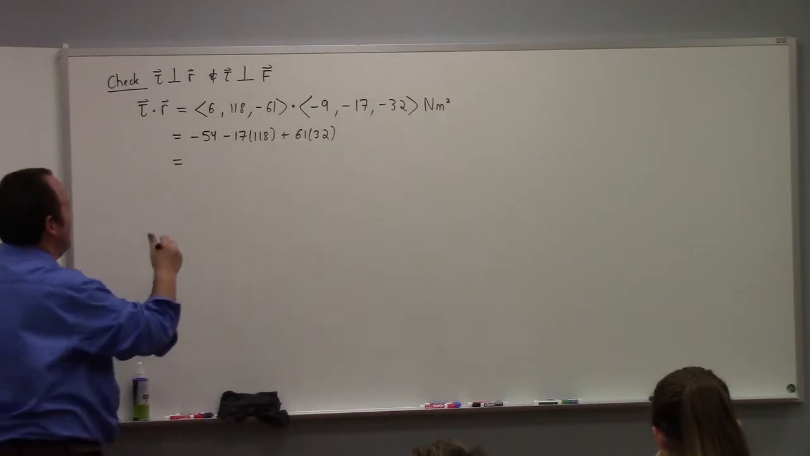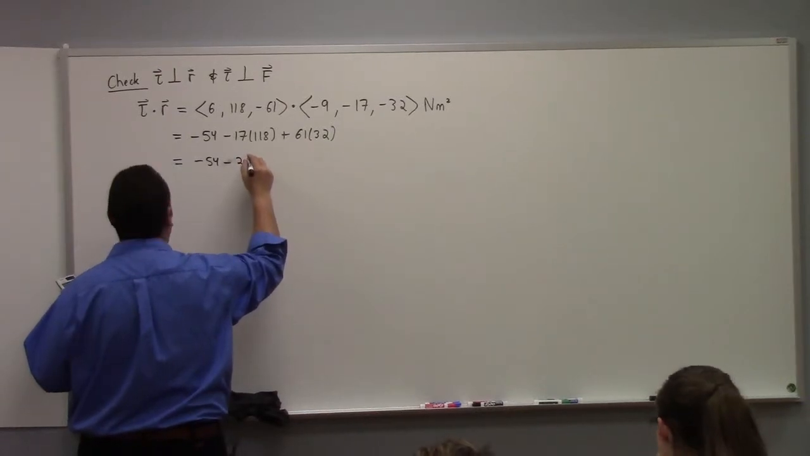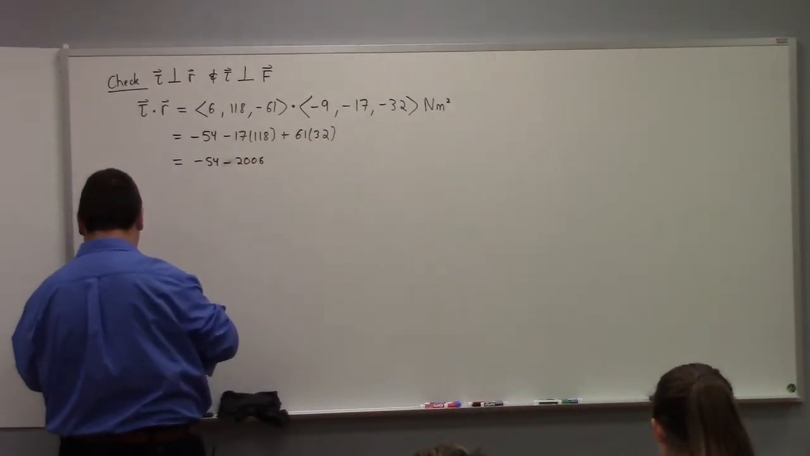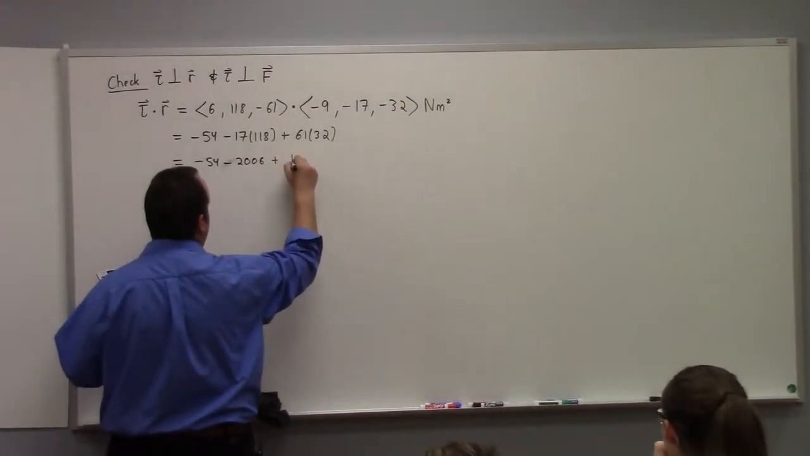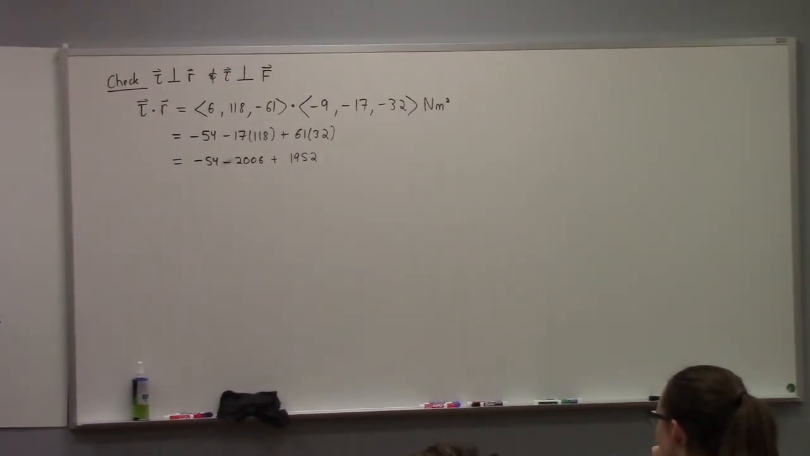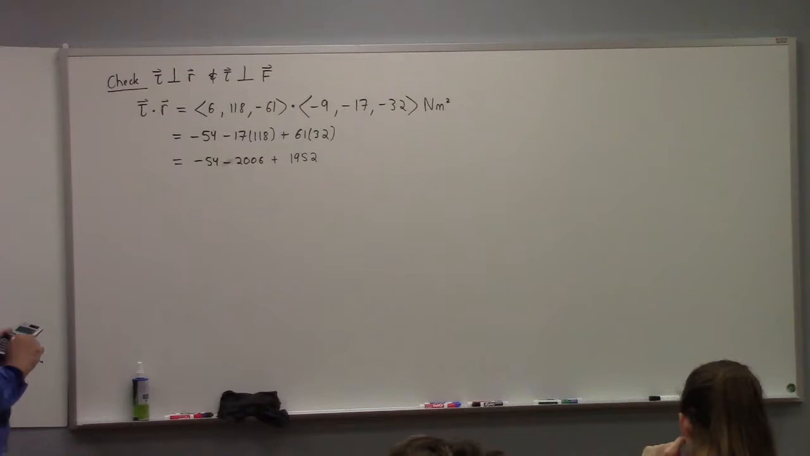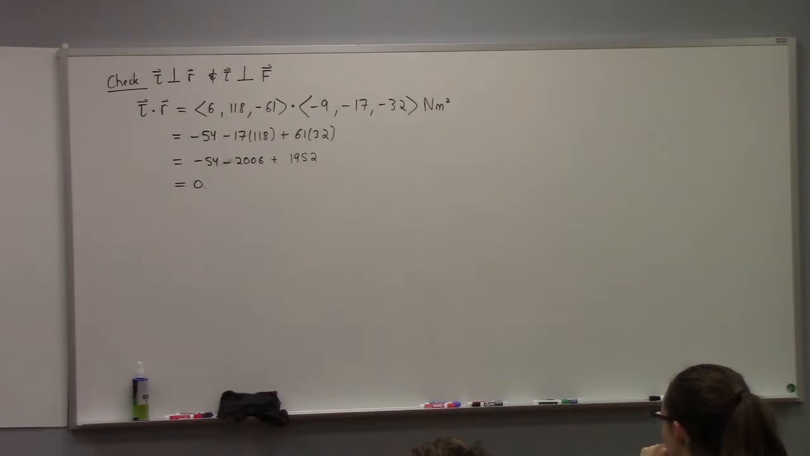Minus 54, minus 17 times 118, whatever that is, plus 61 times 32. So 2,000 minus 54. Man, you guys really made me work for this one. I should have made you give me smaller numbers. 2006. Goodness gracious. 61 times 32. Plus 1952. It's all very interesting numbers. Zero. So, and I'm lazy, so I'm not going to bother with the other one. But you can check that the dot product of the torque and the force is also 0, which goes to show you that we calculated it correctly.